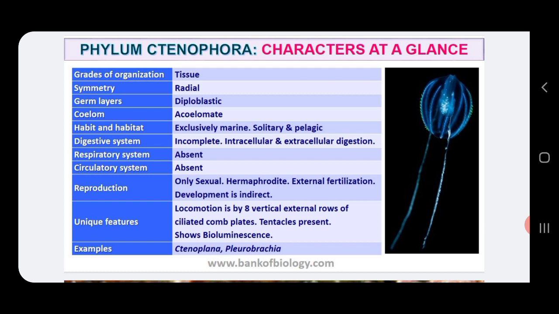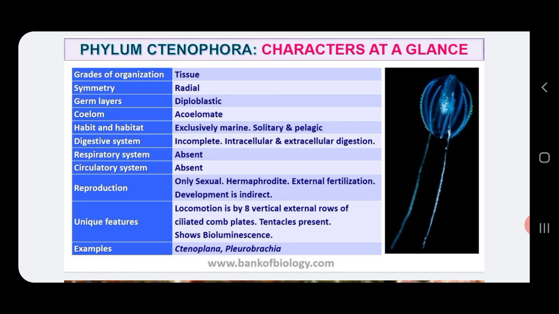When it comes to habitat, they are exclusively marine. Then digestive system is incomplete. Digestion may take place extracellular as well as intracellular. Respiration, circulatory system not well developed. Reproduction is only by the sexual means, and here the sexes are not separate, that is these are not hermaphrodite. And then fertilization is external, and development is indirect.